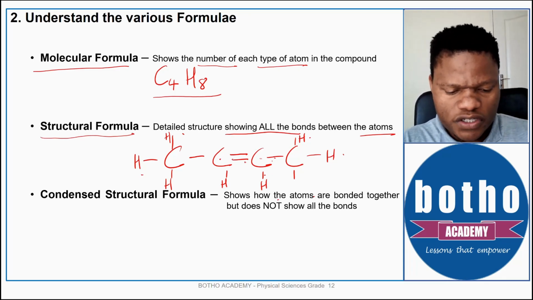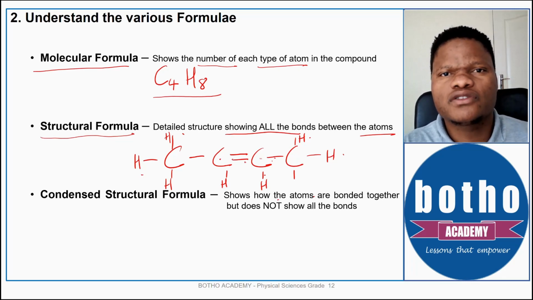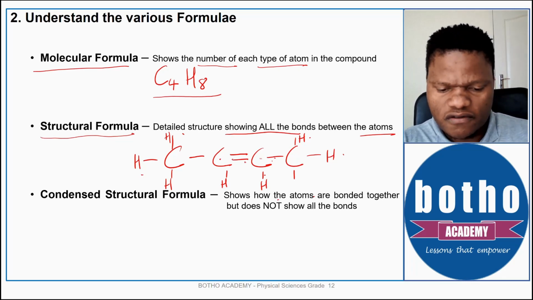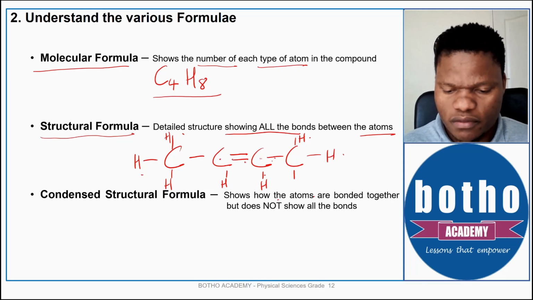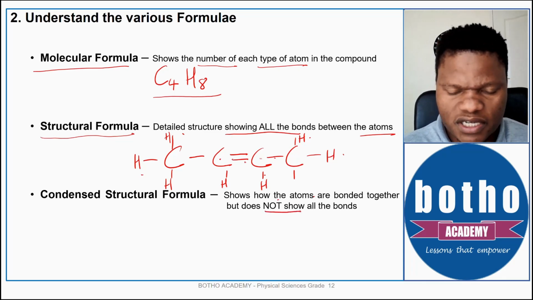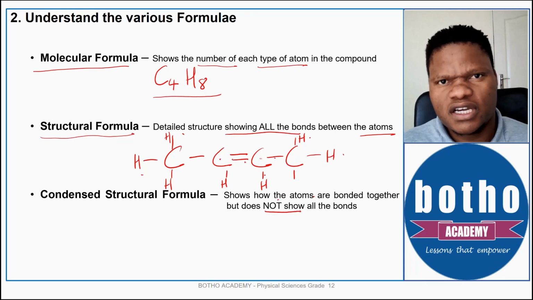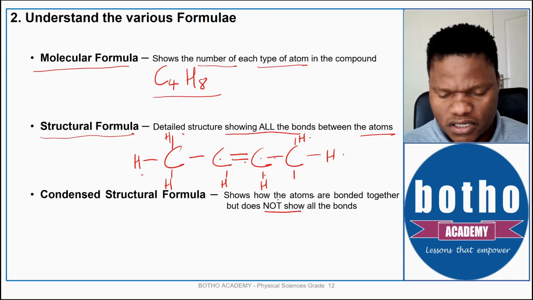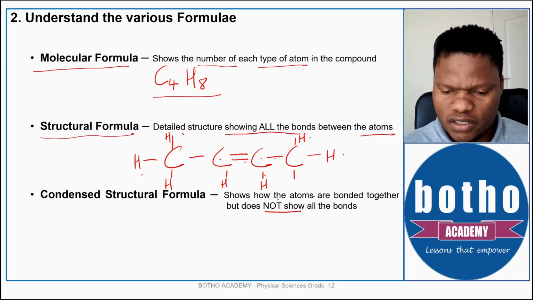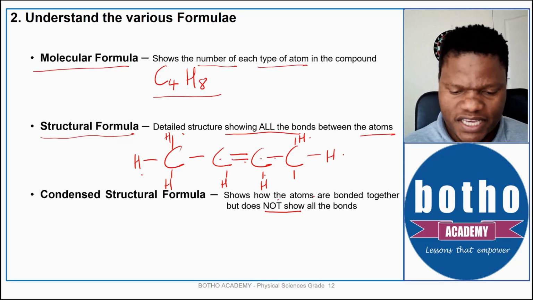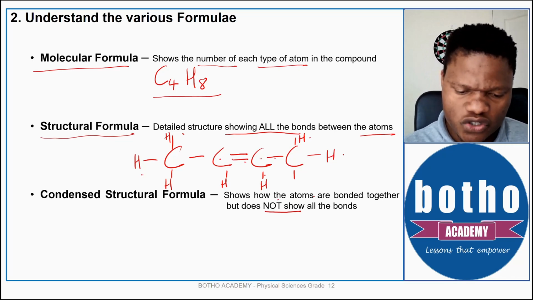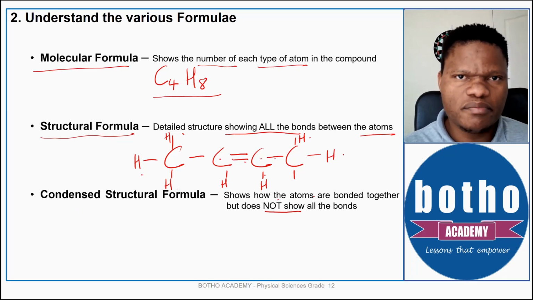Now we then move to what is called the condensed structural formula. It's quite similar to the structural formula, except now you do not show the bonds. You do not show all the bonds. Sometimes you do show a bond or two in special cases such as aldehydes and ketones. Sometimes we show the double bond between the carbon and the oxygen.